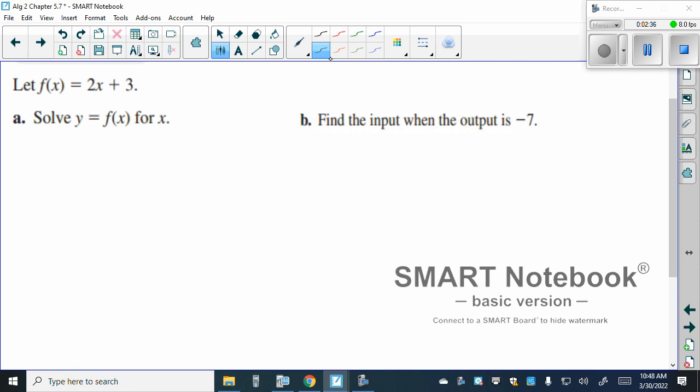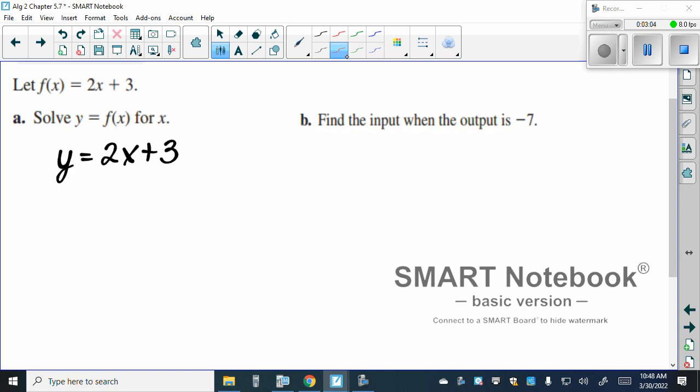So the first thing we're looking at for this here is to solve y equals f of x for x. So all that's saying is that we're taking the function f of x equals 2x plus 3, and first off replacing f of x with y. So y equals 2x plus 3. And what we want to do with this here is now just solve this for x. We want to get x by itself.